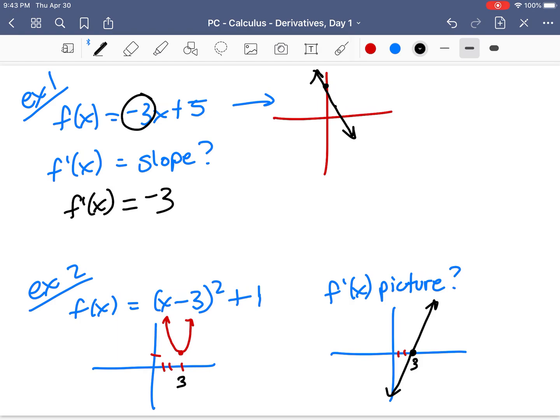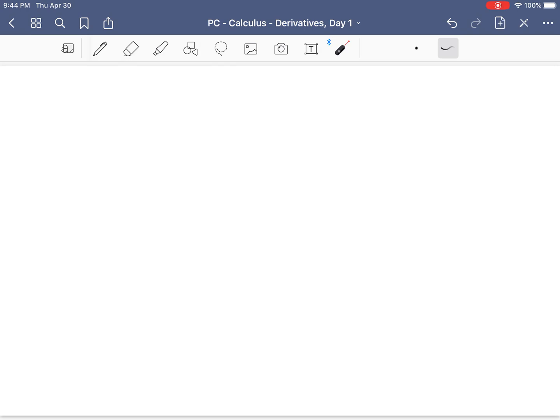Notice also that the original function had an x to the first power, and look at your derivative. It doesn't have an x at all. The original function has an x squared. Look at your derivative. It's an equation of a line, mx plus b, so it has x to the first power. That's a little something to notice for later.